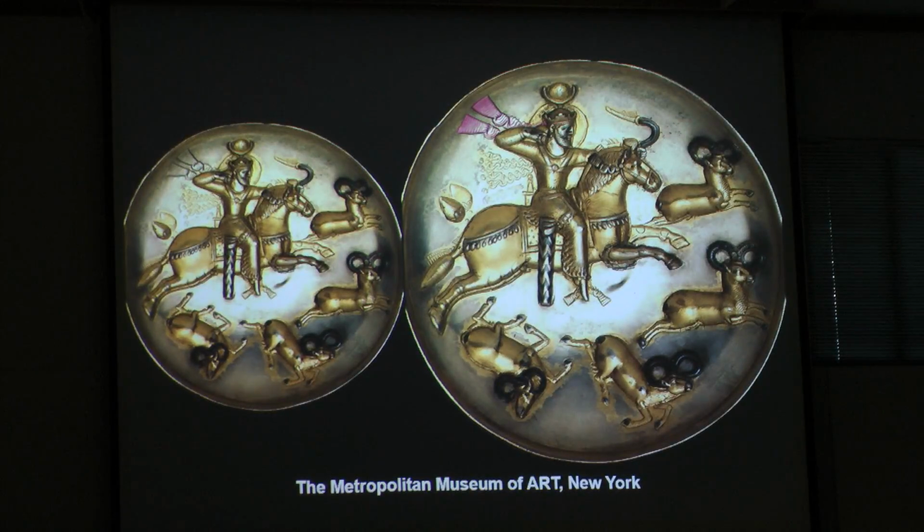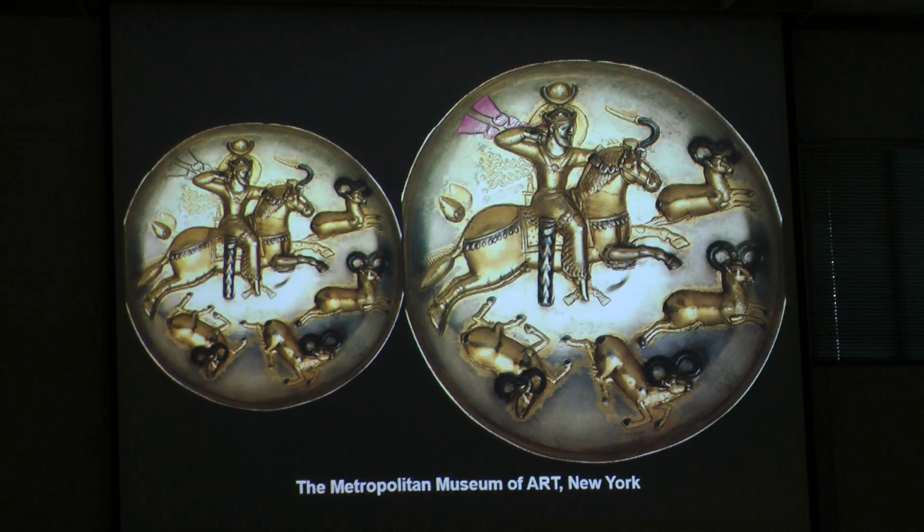Sasanian kings mounted on horses and hunting diverse animals are depicted on plates and bowls wearing such floating ornaments or streamers.